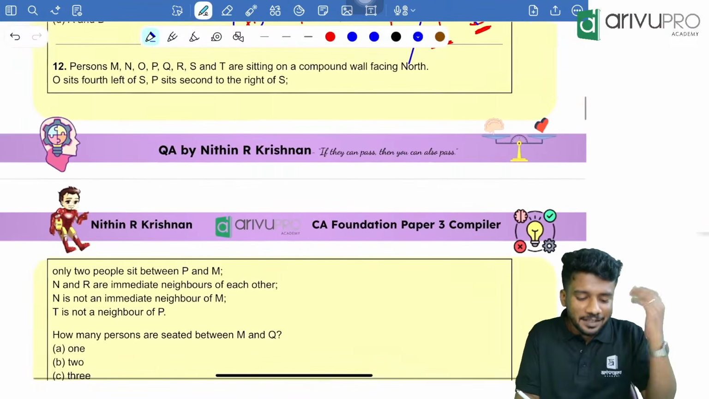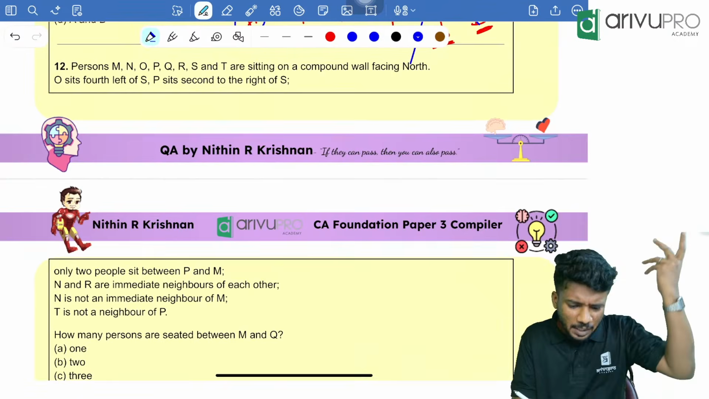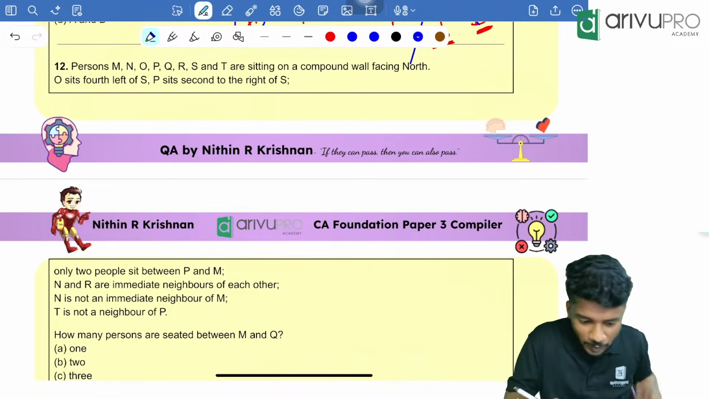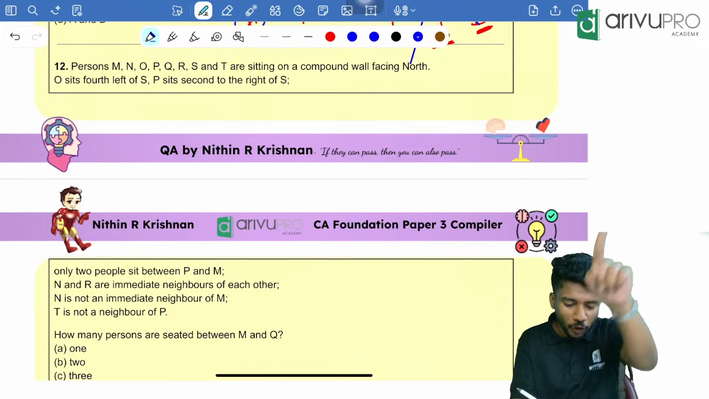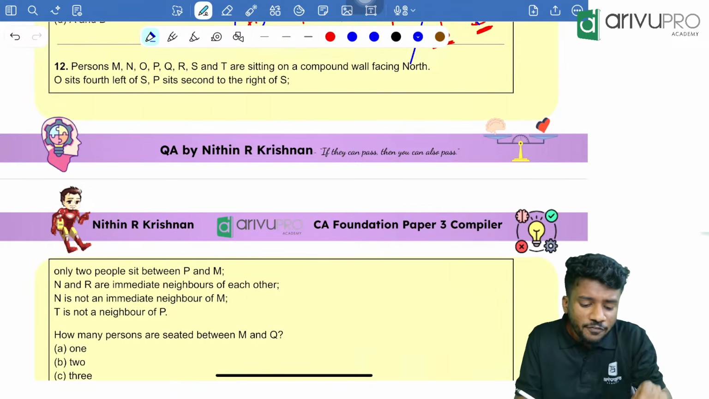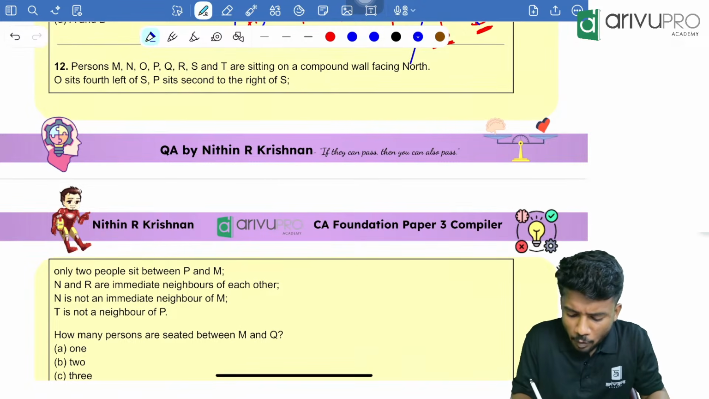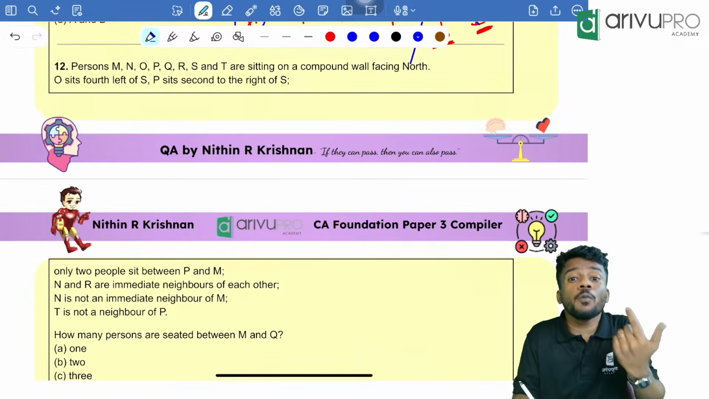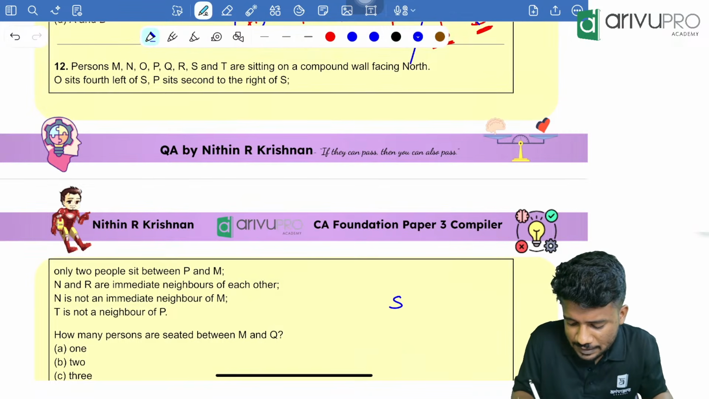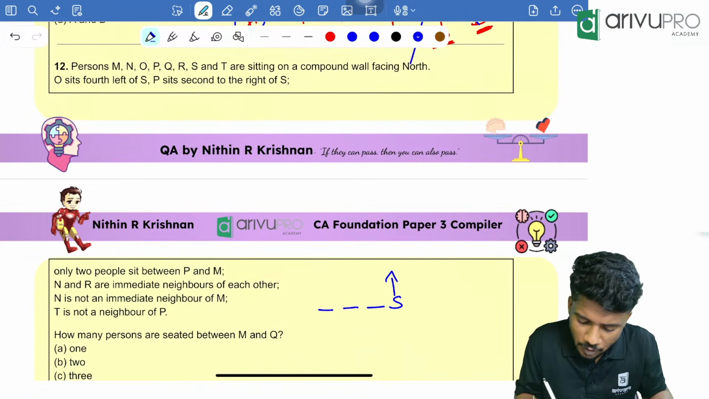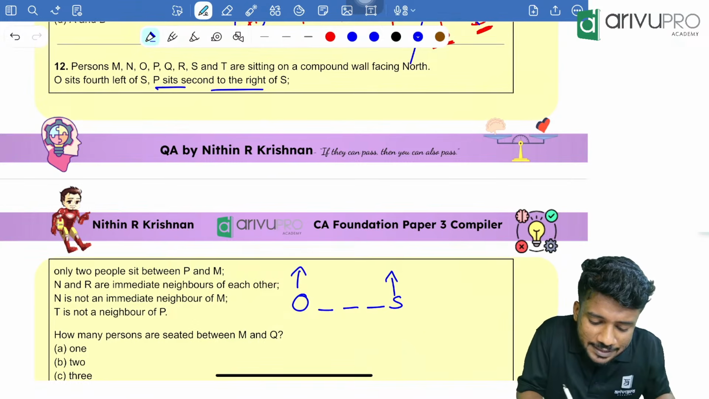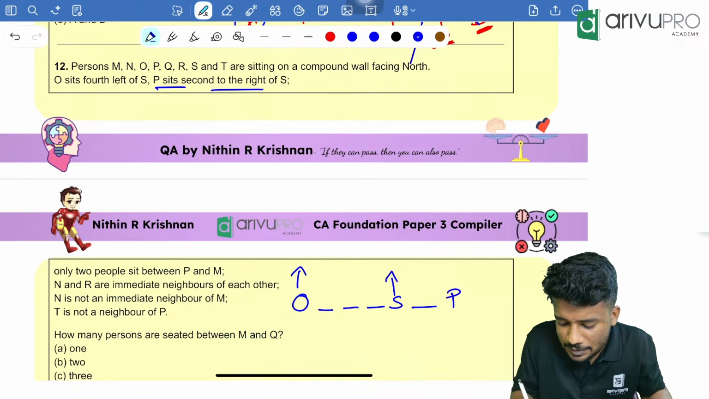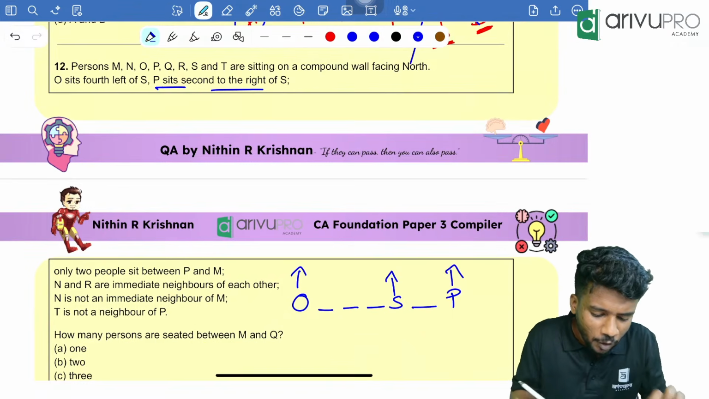Next question, another repeated question which was asked multiple times in the previous year before 12 attempts. O and now P, Q, R, S, T are sitting in a compound wall facing north. O sits 4th left of S. O sits where? The 4th left of whom? S. So if S is here, who is sitting 4th left? Second, third. O is sitting 4th left. Then what is given? P sits second to the right. Now in total, how many people are there?